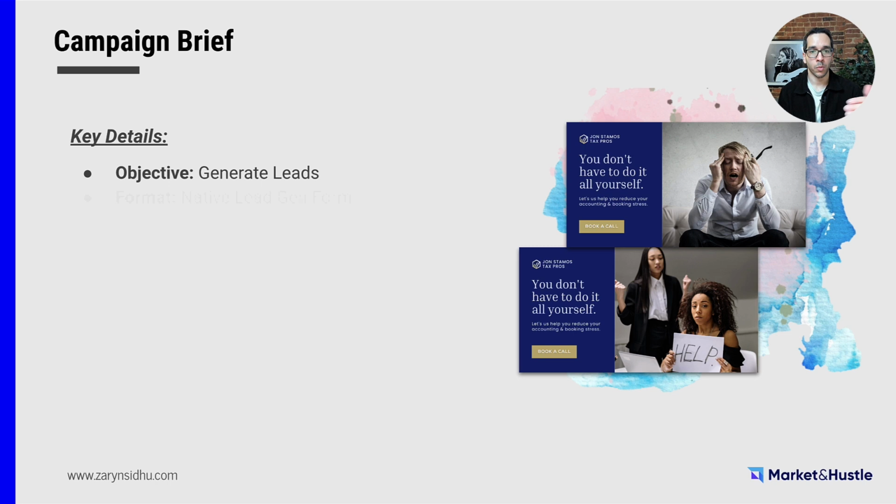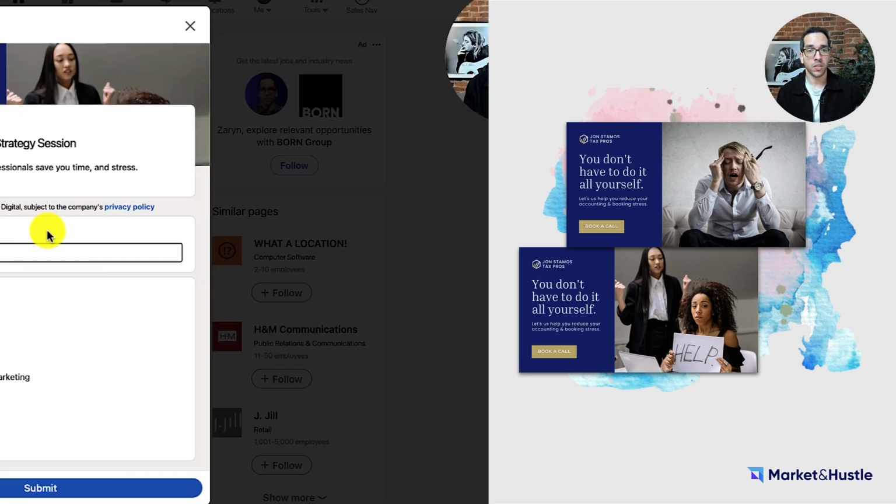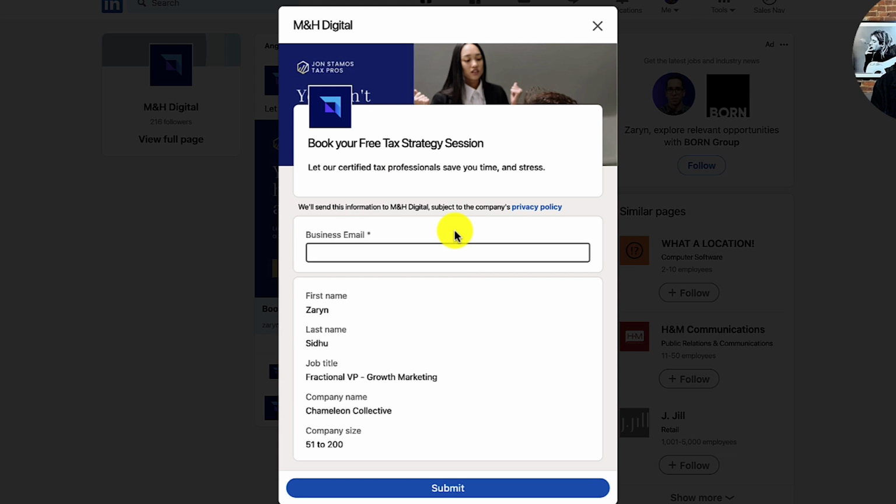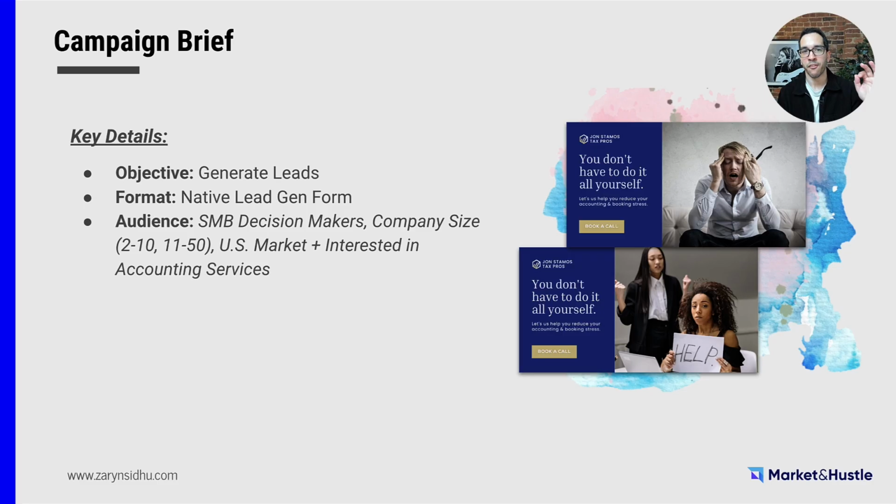So the key details is we want to generate leads, as we know. Instead of driving people to a website to try to get them to convert on the website, most websites I see tend to not have that great of a conversion experience. So for this example, we're going to use a native lead gen form, which 9 times out of 10 LinkedIn says it's better than driving them to your website. Because obviously we can get all the information from the user, their business email, their name, their phone number, the business they work for. We can get all that frictionless instantly with a native lead gen form.